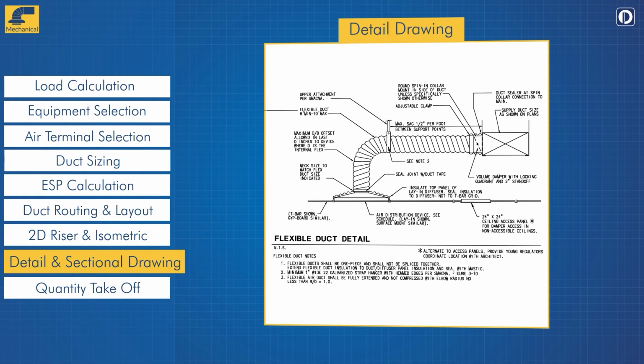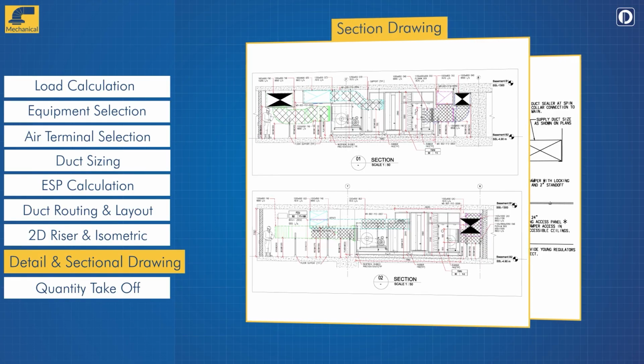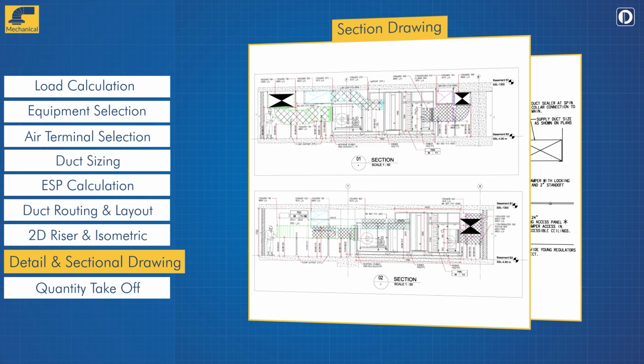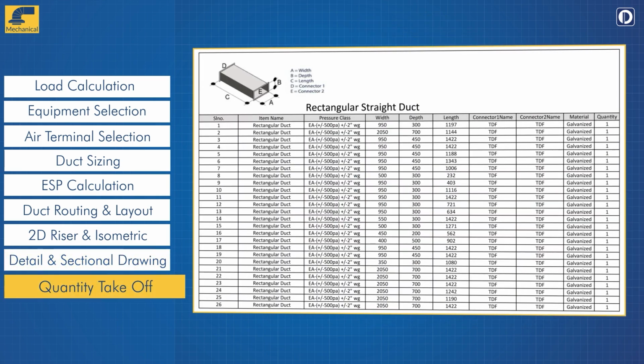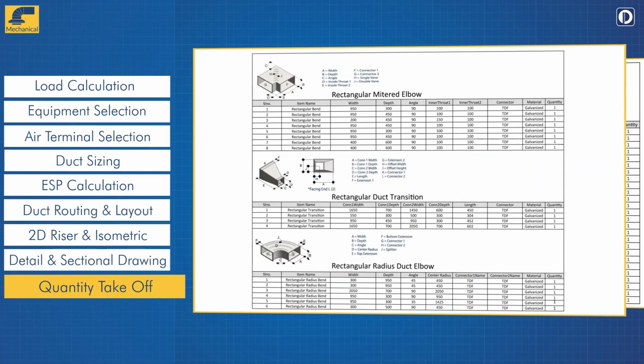We also create detail section drawings that allow you to explore, evaluate, and enhance your project in granular detail. Creating an itemized list of equipment, along with costs and quantities, is the final step, allowing you to control and optimize your budgets.